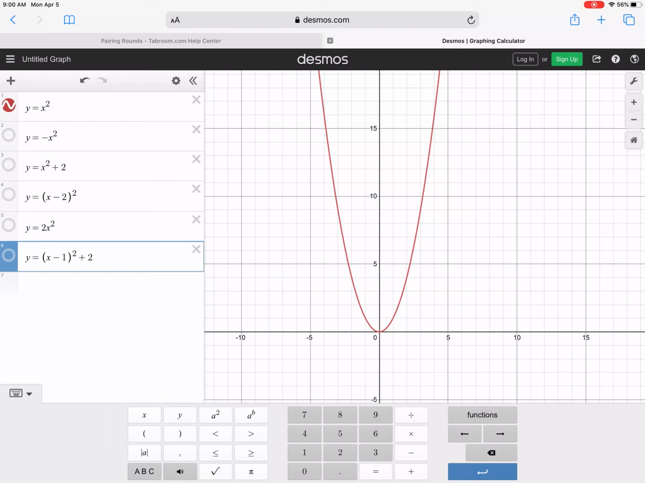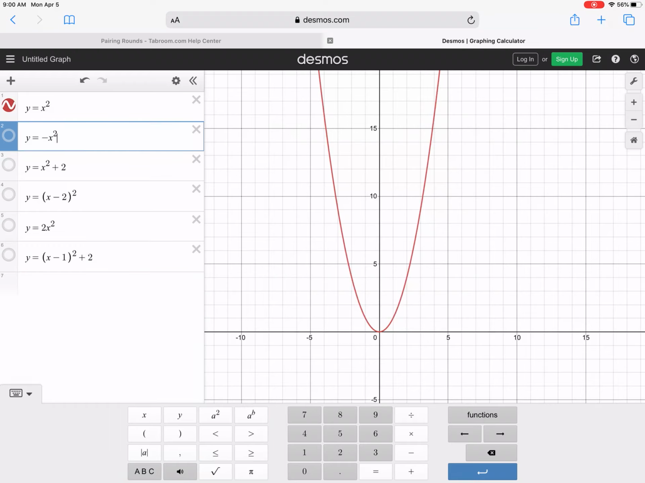So what I have graphed here is y equals x squared on the left, and that's what we're going to call the parent graph. That's a quadratic, but there's nothing specifically special happening other than it's simply an x squared. Next I'm going to look at what happens if I add a negative sign, and that's this one here that I just highlighted.